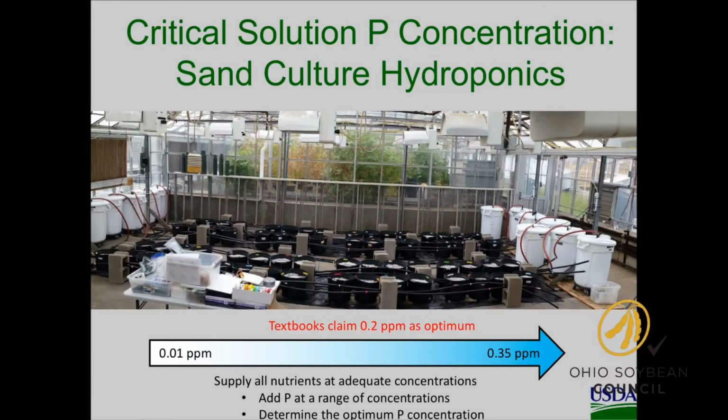We grew our plants. We started with corn and beans as a preliminary experiment last summer. And we supplied all the necessary plant nutrients in adequate amounts except for phosphorus. Phosphorus, we varied the concentration from 0.01 milligrams per liter up to 0.35. And the idea was when we hit the optimum concentration, our yield will plateau, right? Very simple.